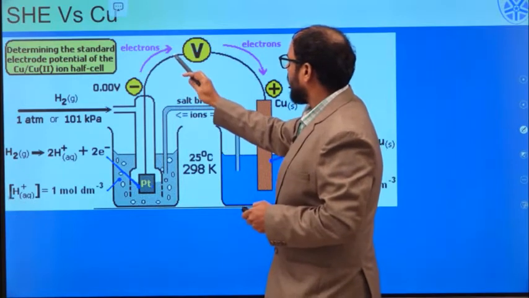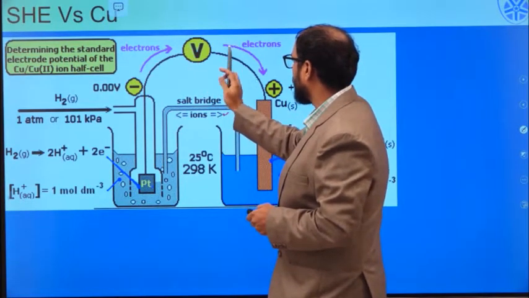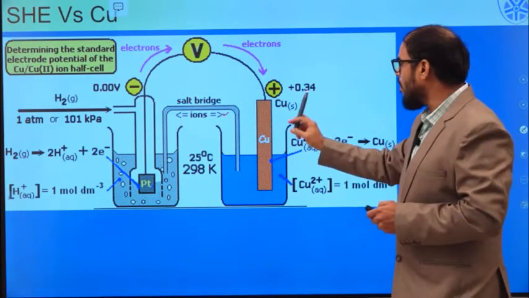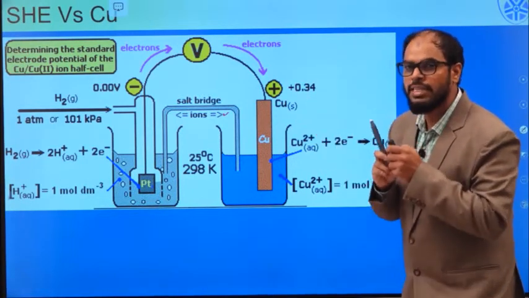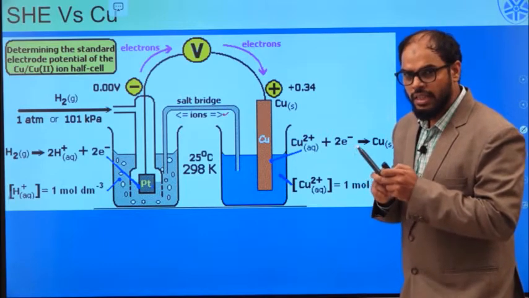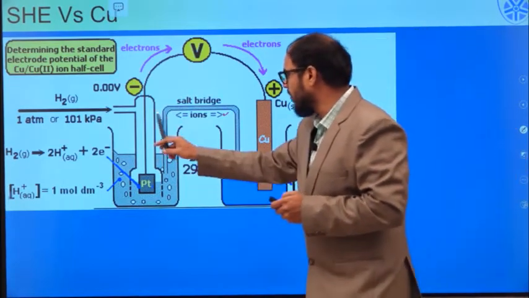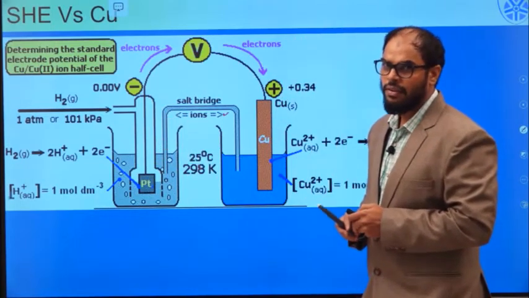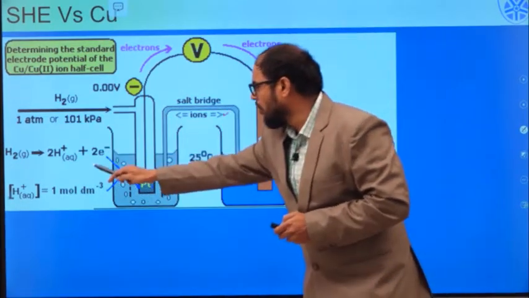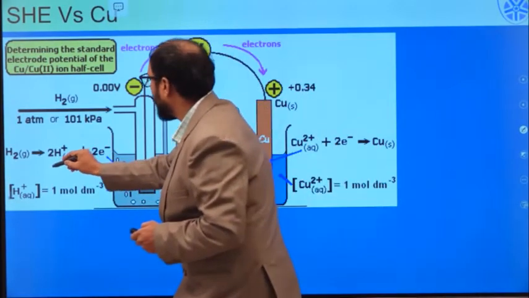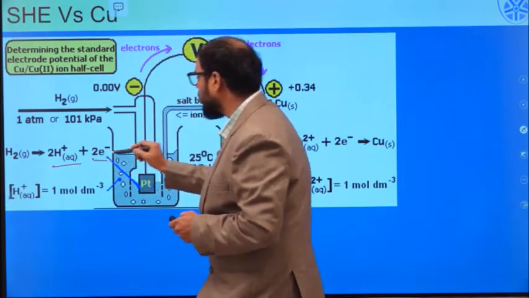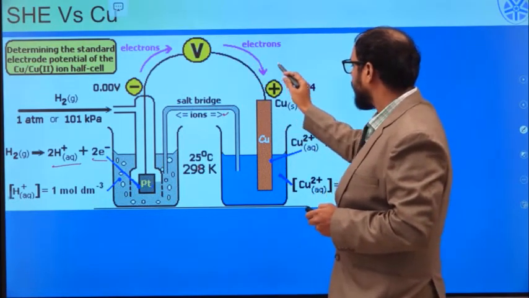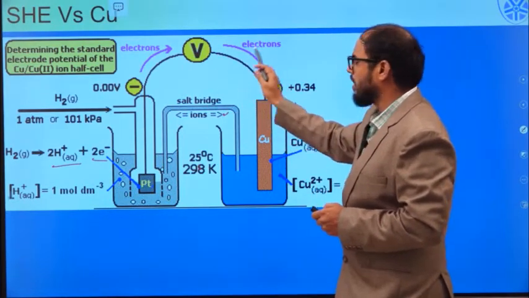now the voltmeter will give a deflection to the right side, showing that copper has more tendency to accept electrons. In such a case, the SHE electrode is the one which is acting as the anodic half cell, where the H2 gas is converted to H plus ions, releasing 2 electrons. And these 2 electrons reach the other compartment through the external circuit.